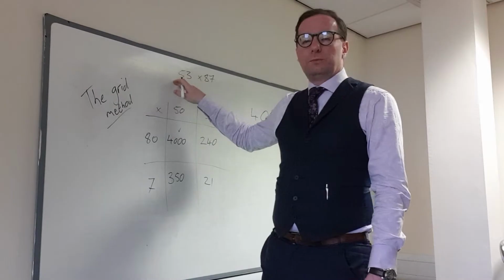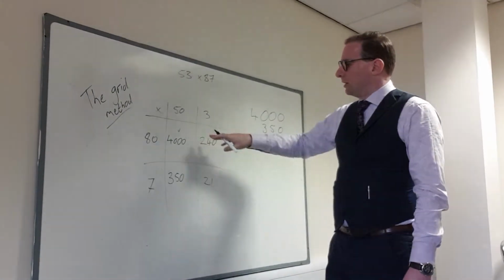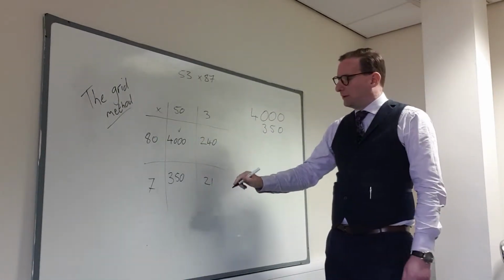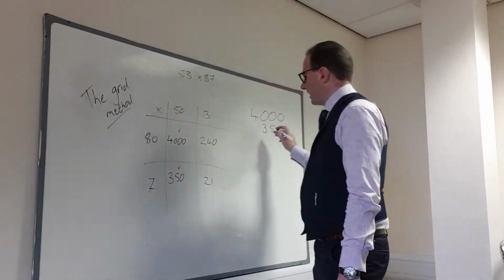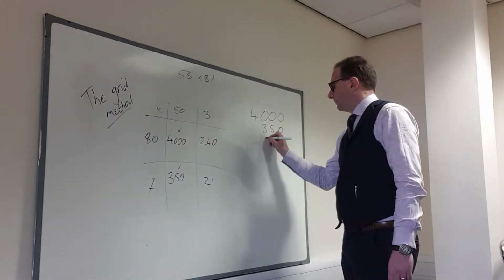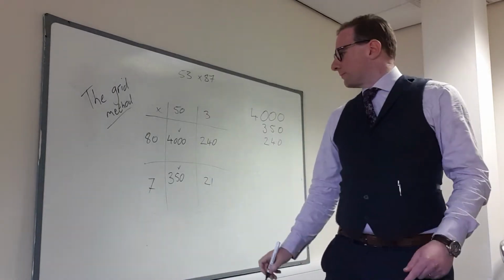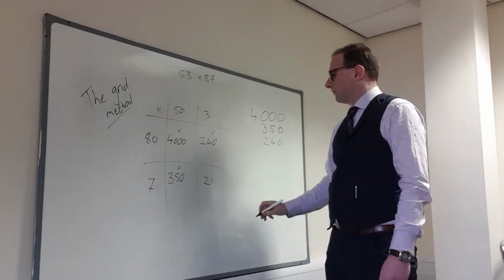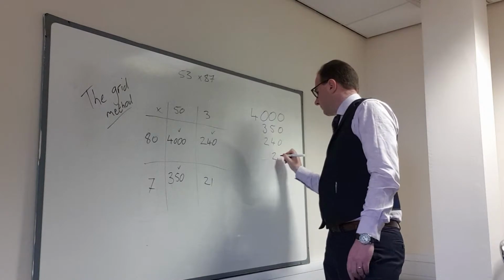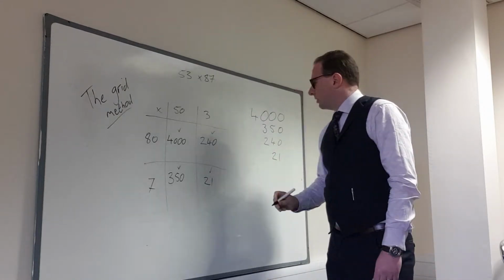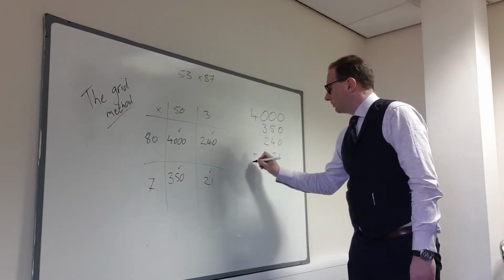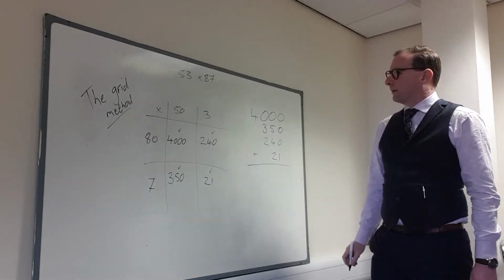Because when you get into larger numbers, there'll be a lot more numbers within this grid to add together. 240. Tick that one. 21. Tick that one. So now what we need to do is add all these together.